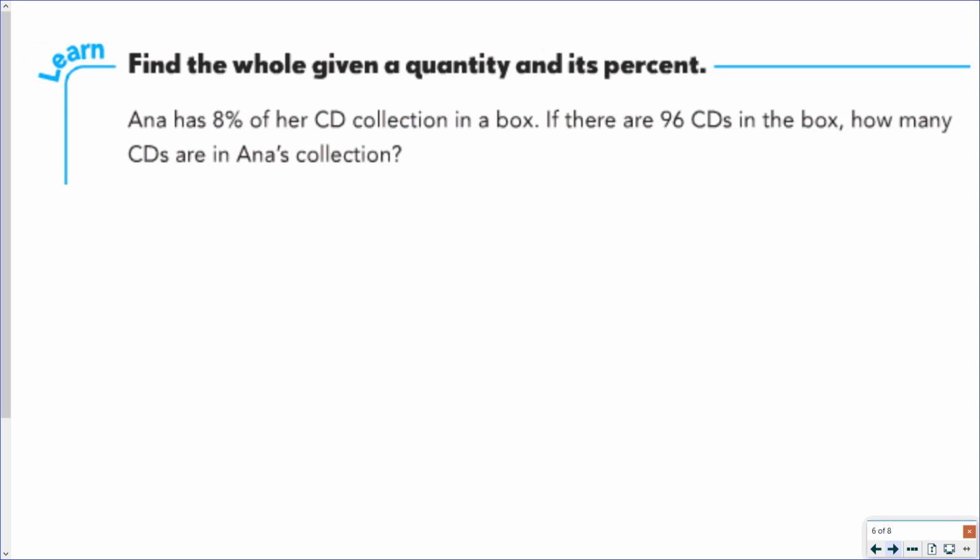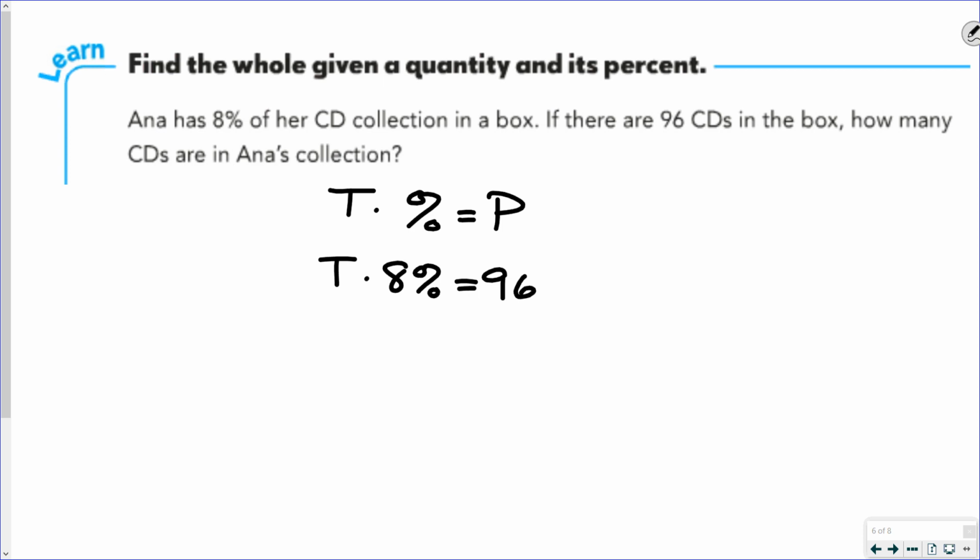So now we want to find the whole given a quantity and its percent. It's important to use that formula that we were given earlier: total times percent equals part. Anna has 8% of her CD collection in a box, so that would be our percentage. If there are 96 CDs in the box, since she only has part of her collection in the box, the 96 represents the part. And if we want to know how many CDs are in Anna's collection, that would be the total. So total times 8% equals 96.